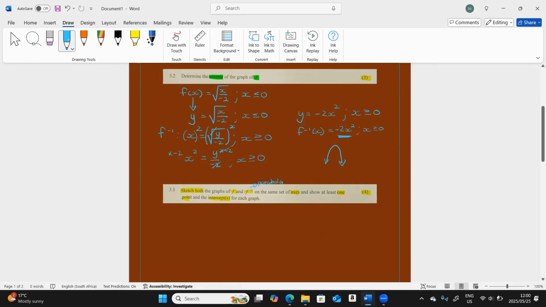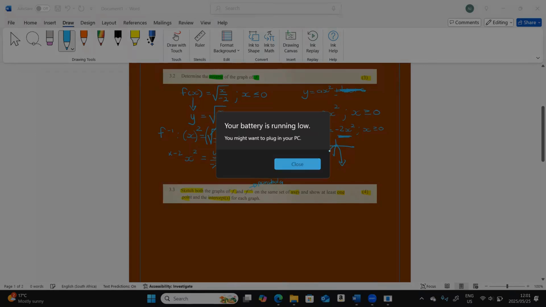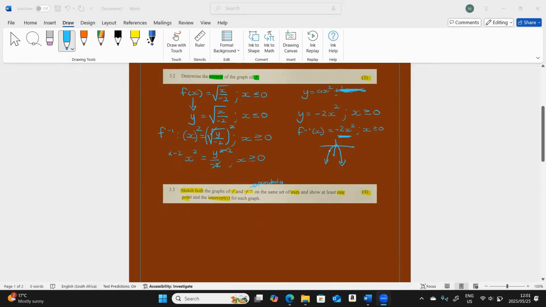Also remember that when you think about the standard formula, it's y equals ax squared plus bx plus c. Can you see there is no bx plus c? There's only ax squared. When there's no bx plus c, it means that the turning point would be at the origin. Okay, that's what that means. The turning point would be at the origin.